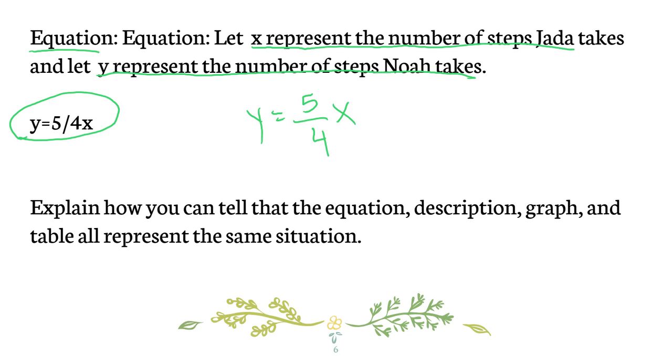So now I want you to explain to me how you can tell that the equation, the description, the graph, and the table all represent the same situation. Because we just looked at a relationship that was represented in each of those ways, but they were each representing the same situation. So how can we tell that they represent the same situation?